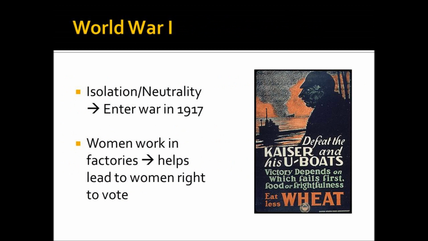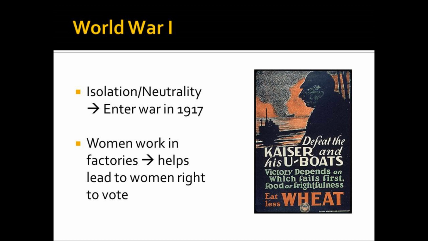And if you recall, before World War One, the United States is in a policy of isolation and neutrality. And even when World War One starts in 1914, America is not involved. All right, they enter the war in 1917 after the Zimmerman telegram, where Germany was trying to bring them into the war by telling Mexico to attack them, and also the sinking of the Lusitania, which killed many Americans.